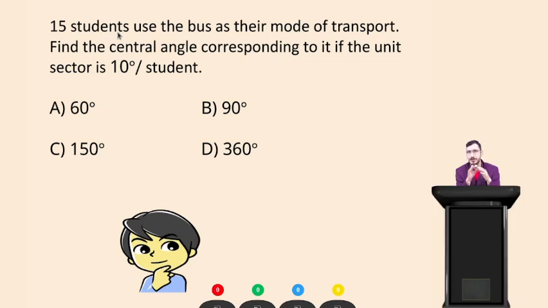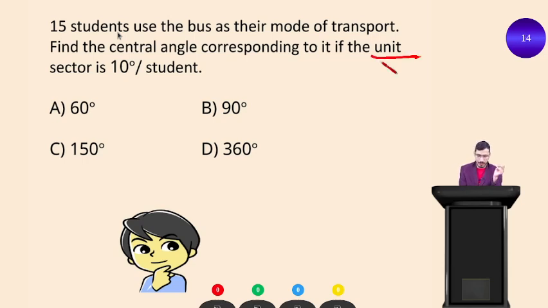Okay students, now it's question time. I have a question for you. 15 students use the bus as their mode of transport. Find the central angle corresponding to it if the unit sector is 10 degrees per student. I am giving you 30 seconds. Which option is correct here? Option A 60 degrees, option B 90 degrees, option C 150 degrees, and option D 360 degrees.